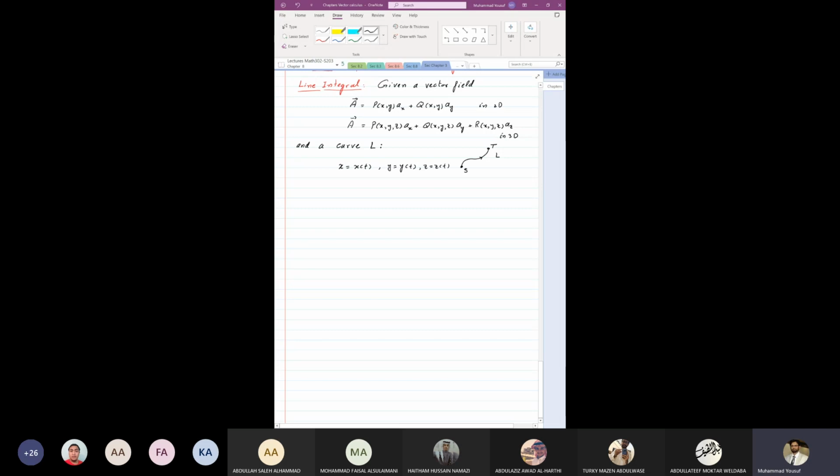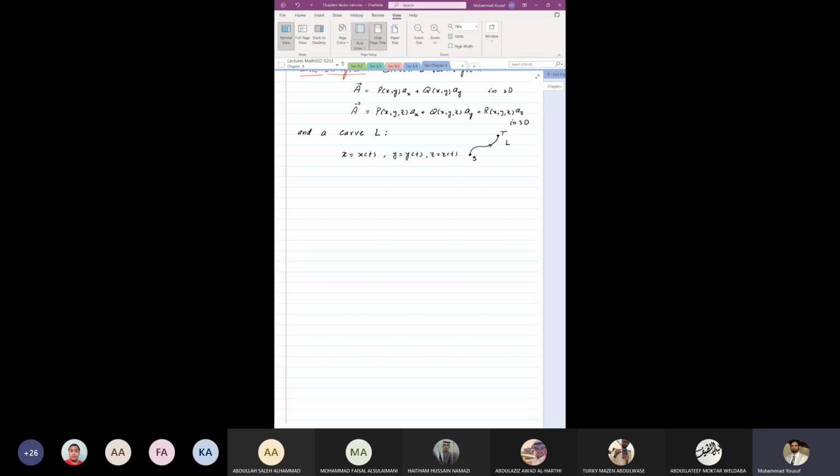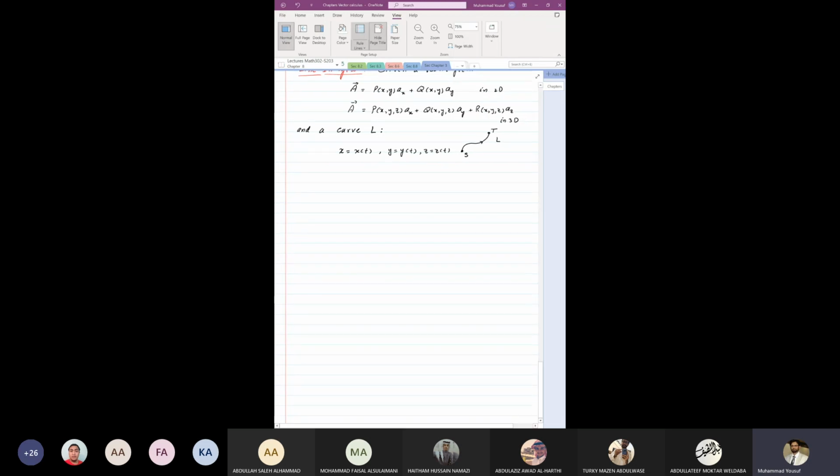So suppose we have this curve. Then how do we define line integral? If you ask me what line integral gives us, the answer is it is the work done by a force A to move some object from S to T. It is over L, vector field A, dl. Actually, dl is also a vector.